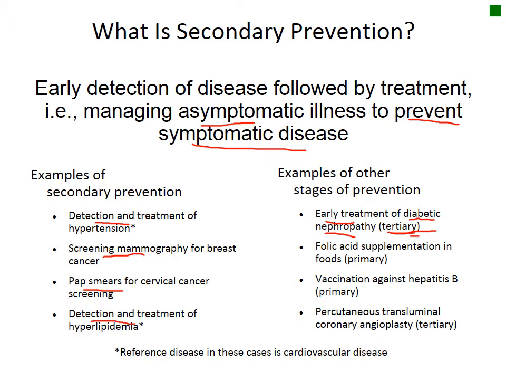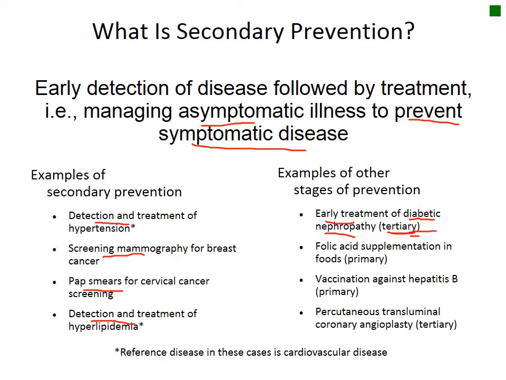Here are some examples of secondary prevention. If we're trying to detect and treat hypertension, if we are using screening mammography for breast cancer, if we're going to utilize pap smear to detect cervical cancer, if we're going to utilize lipid testing, cholesterol testing, for the detection and treatment of hyperlipidemia.